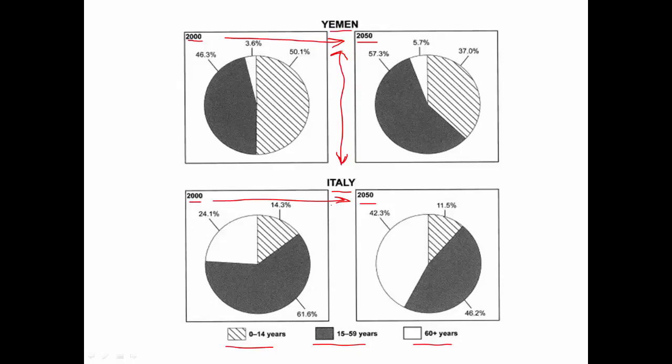If we look at Yemen and Italy, we can notice that in Yemen there is a higher proportion of younger people, so 0 to 14 and 15 to 59, in both 2000 and 2050 than in Italy. So overall, Yemen has the younger population for both dates. Then we would compare 2000 and 2050 for both, and for both Yemen and Italy it is predicted that between 2000 and 2050 the populations will get older.